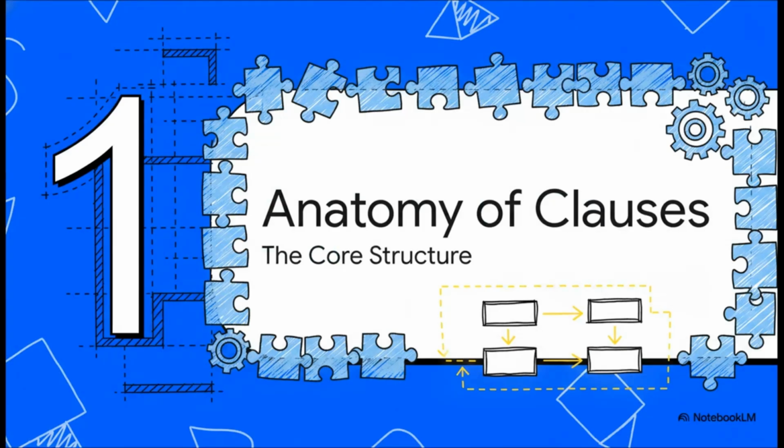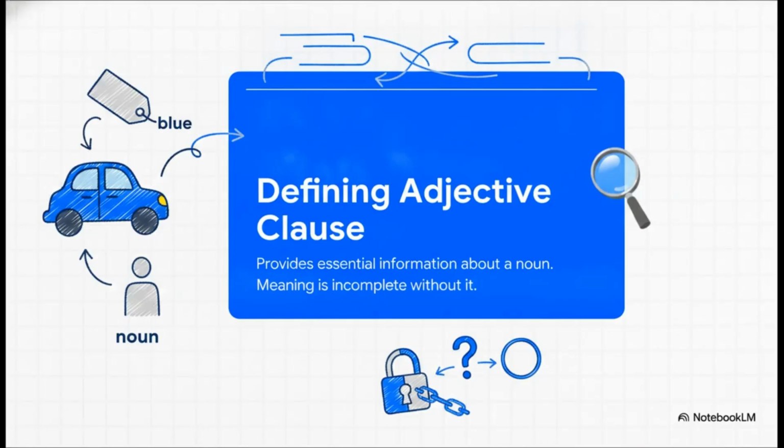Section 1. Anatomy of defining clauses, the core structure. To get started, think of this clause like a superpowered adjective. Just like the word blue modifies car, a defining adjective clause modifies a noun. But here's the kicker. It provides info you literally cannot remove without completely breaking your sentence's intended meaning. It locks the noun down to a very specific identity.